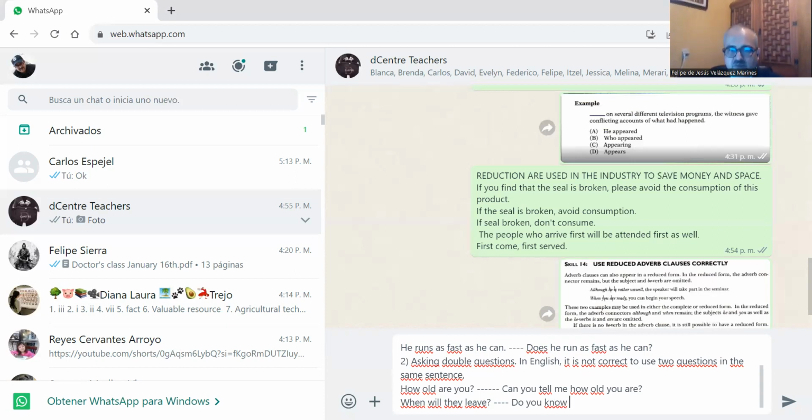Then what is my linker that I'm going to use here? The question word. What is the question word or question words? Everything before the auxiliary verb. The auxiliary verb is will. So then I say when, I use the subject, they, I use the verb, will. Leave. Do you know when they will leave?